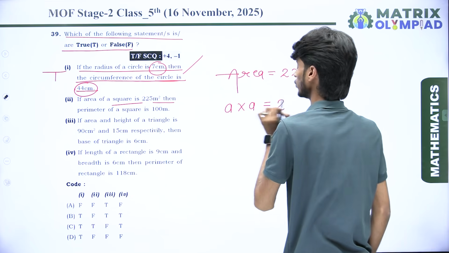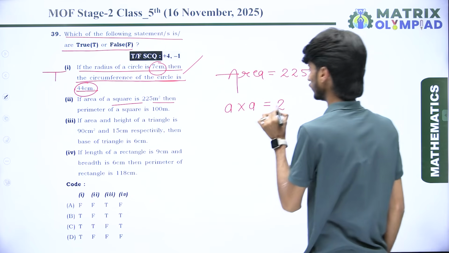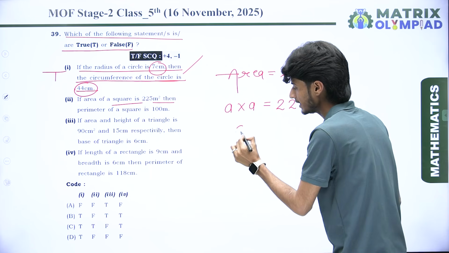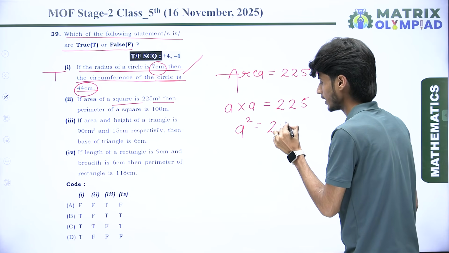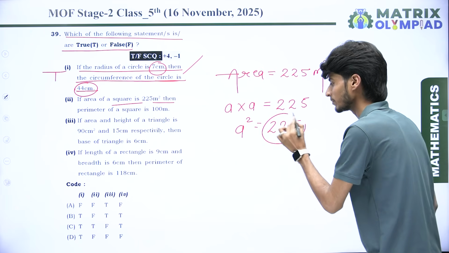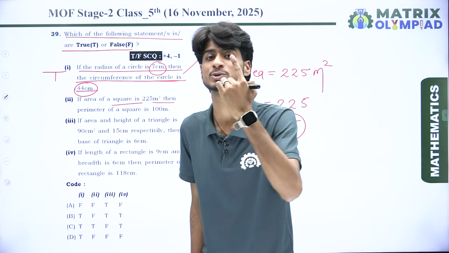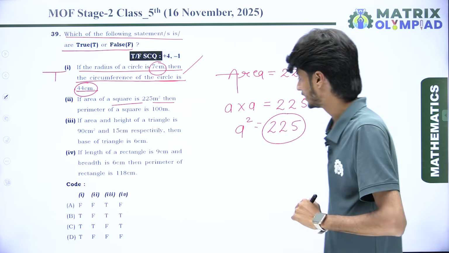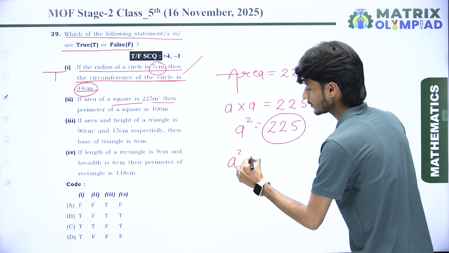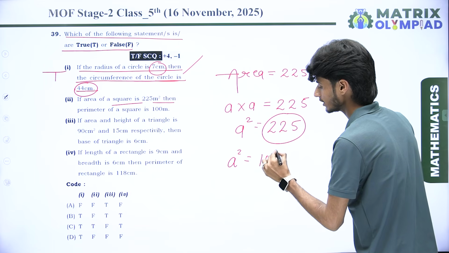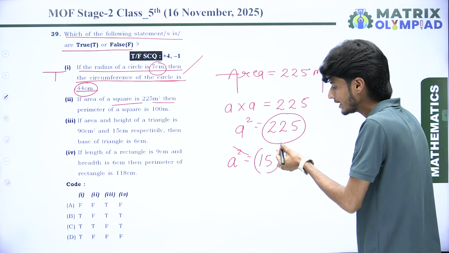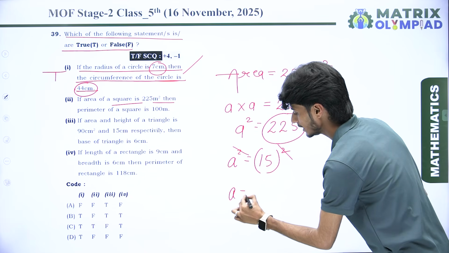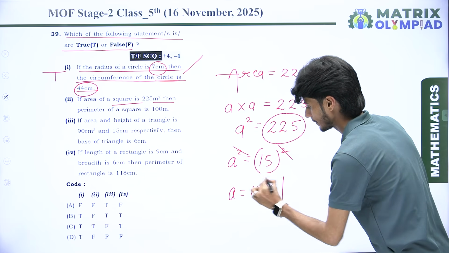So let's put the value of the measurement of area. Whenever side is multiplied by side, we get side square, which is equal to 225. And for your information, 225 is the square of 15. Then we get side square is equal to 15 whole square. Yes or no? Square cancels out square on both sides. Then you get the length of the side is equal to 15 meter.